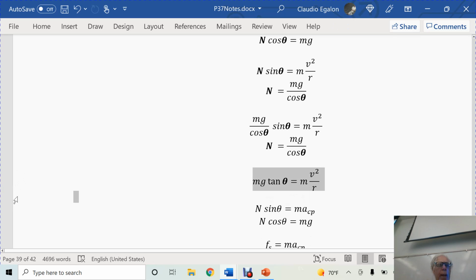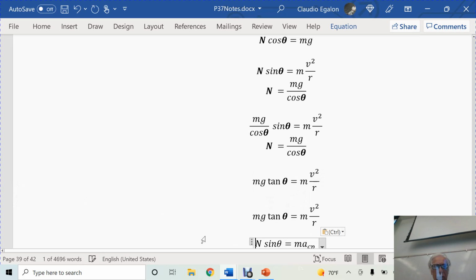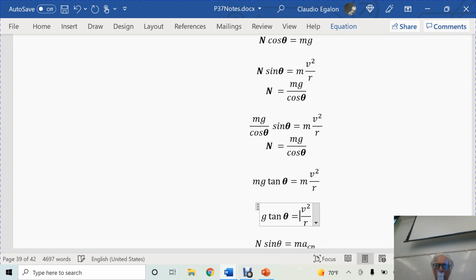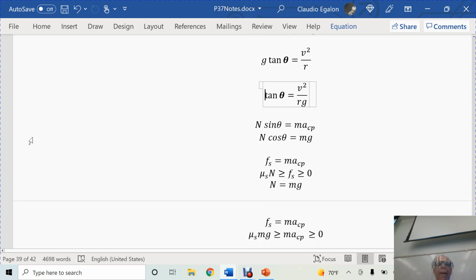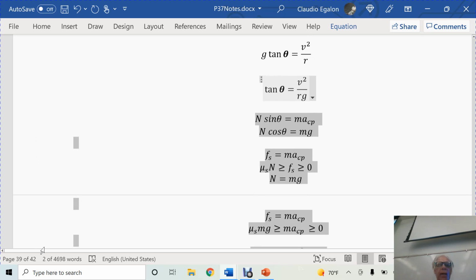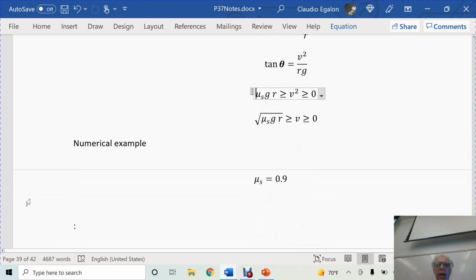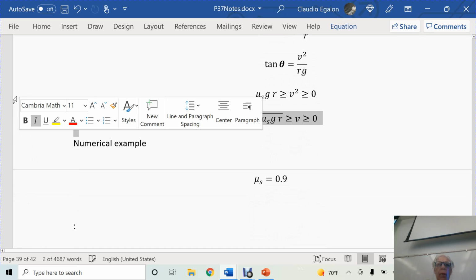And we can cancel the mass on both sides. Mass, mass, G. Tangent of theta becomes v squared over RG. That is there. So if you want to design the curve for a special speed, that's the banked curve for a special speed. That's the angle that you have to provide to the bank.